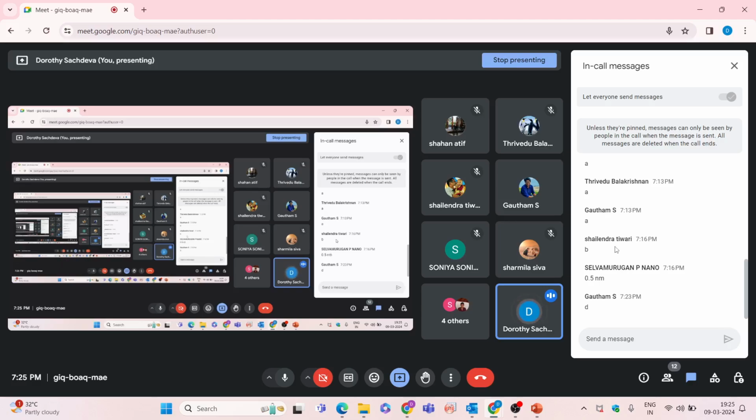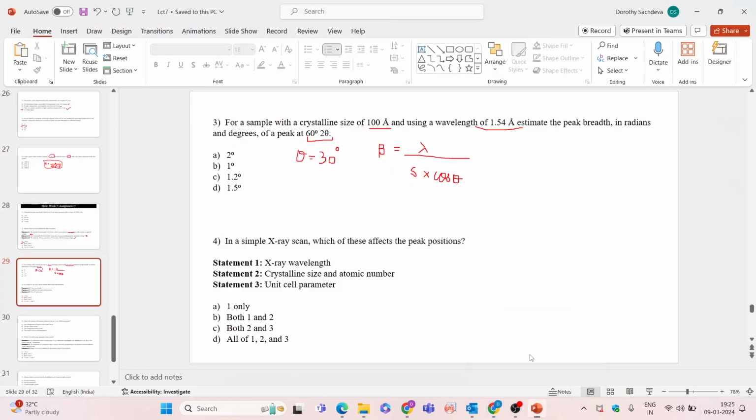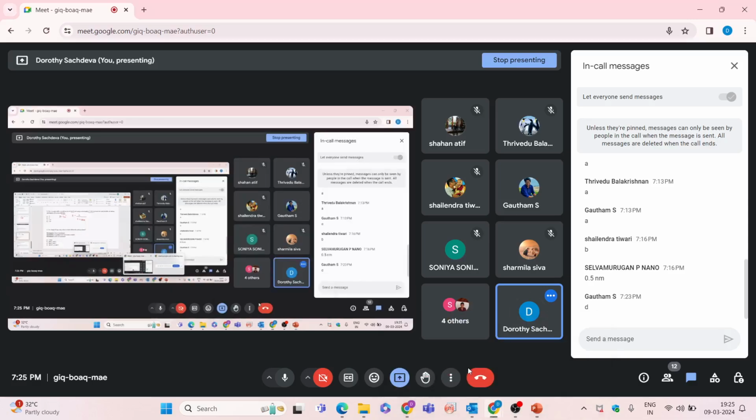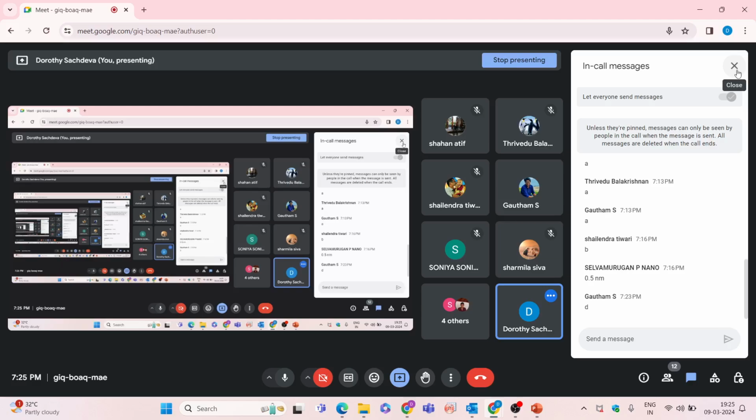Gautam is saying option D for this question. Anyone else? B. Selva Murugan says option B. That is 1.